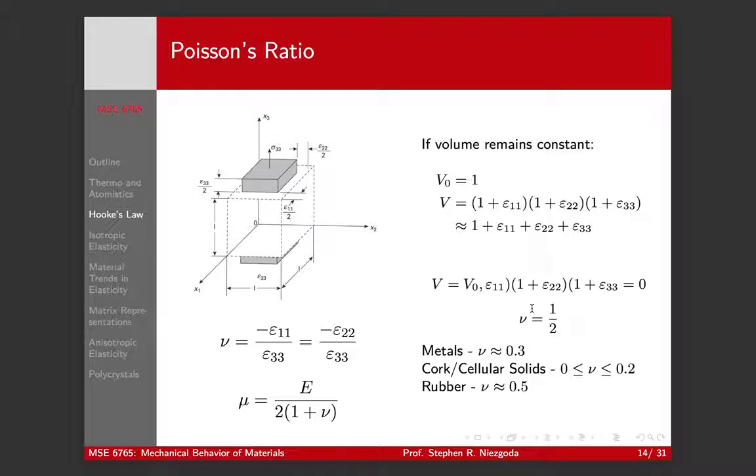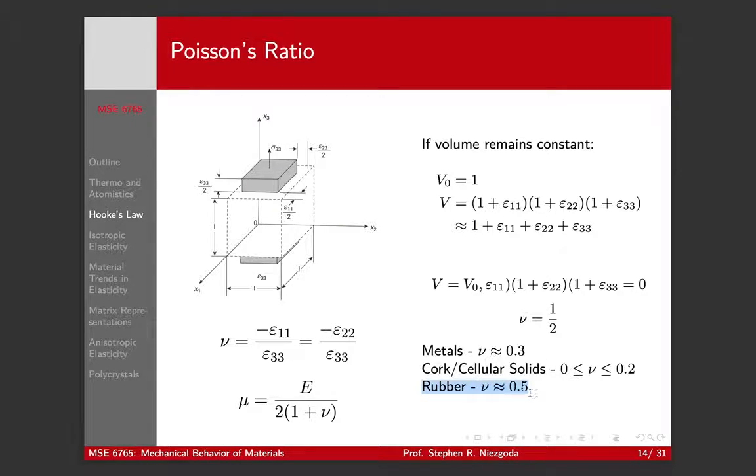Most metals have a Poisson's ratio of about 0.3. That's pretty close. Cork and a lot of cellular solids have much lower Poisson's ratio. The reason why cork works for wine bottles so well is that its Poisson's ratio is approximately 0, so that when you shove it into the neck of a bottle, it doesn't expand out and break the bottle.